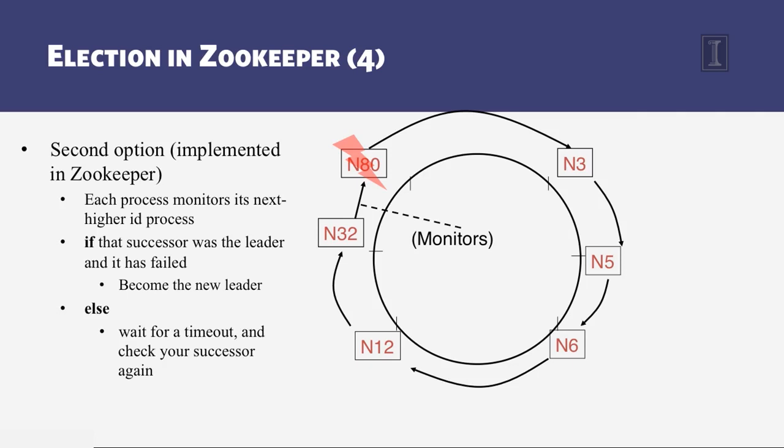If a process has a successor that is the current leader in the group, this would be N32, whose successor is N80, and if that successor has failed, then N32 can immediately become the new leader. So it doesn't even need to run a new election protocol. However, if your successor is not the leader, for instance N12 or N6, then you need to wait for a timeout and you need to check your successor again. So if you time out waiting for your successor to respond, then you make sure that you then point to your successor's successor. If your successor was the leader, then you can become the new leader.